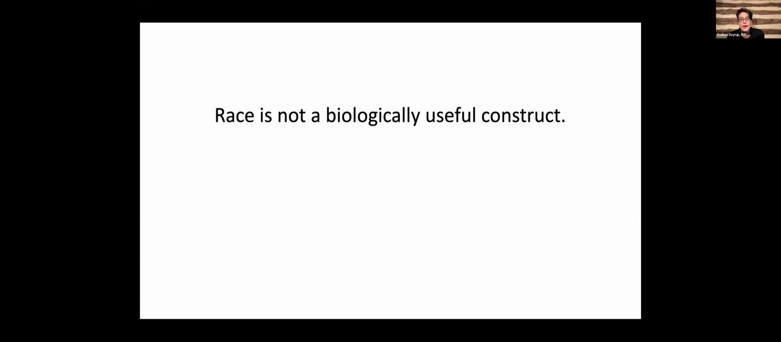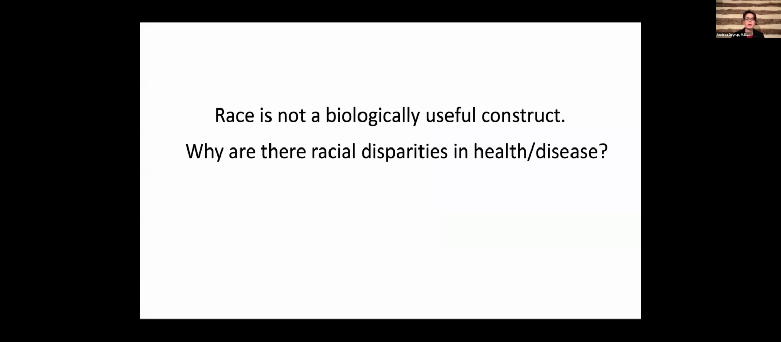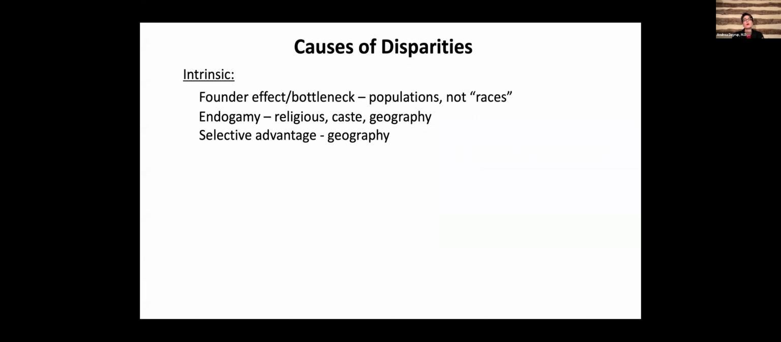So, as you can see, I think just from those figures, race is not a biologically useful construct, right? Even using a socially defined race isn't going to tell you anything really about that person's genetic ancestry. So why are there racial disparities in health and disease? A lot of focus is on the intrinsic causes of disparities. There's a lot of money and a lot of research being done on this, looking at allele frequency and genome-wide association studies. And here are some of the genetic causes of disparities.